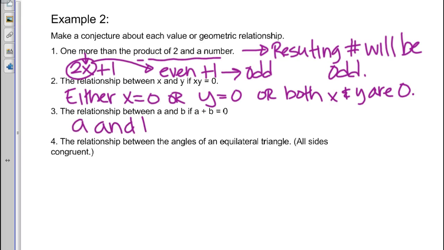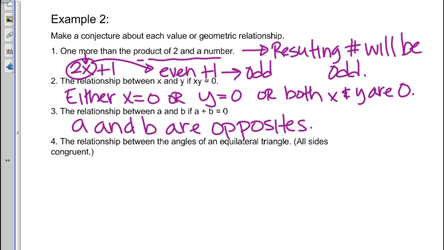All right, the relationship between a and b, if a plus b is 0. A and b are opposite numbers. They have to be. Like 5 and negative 5, 1/4 and negative 1/4, negative 16 and positive 16. If they add to be 0, they are opposites.